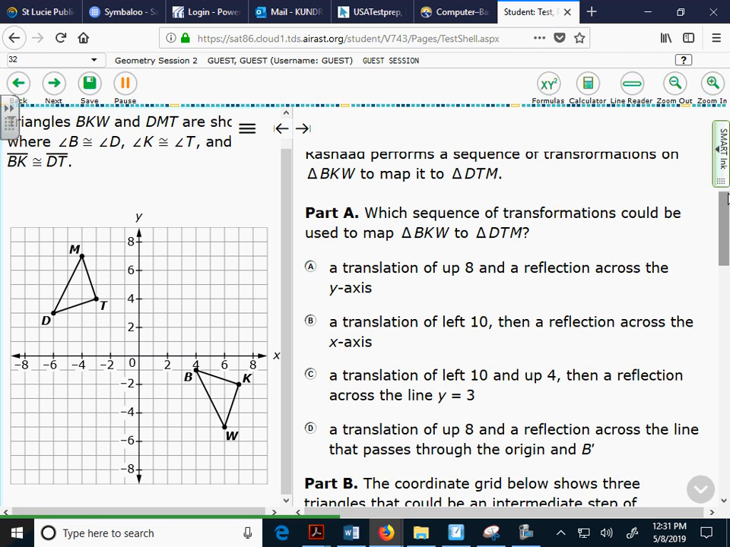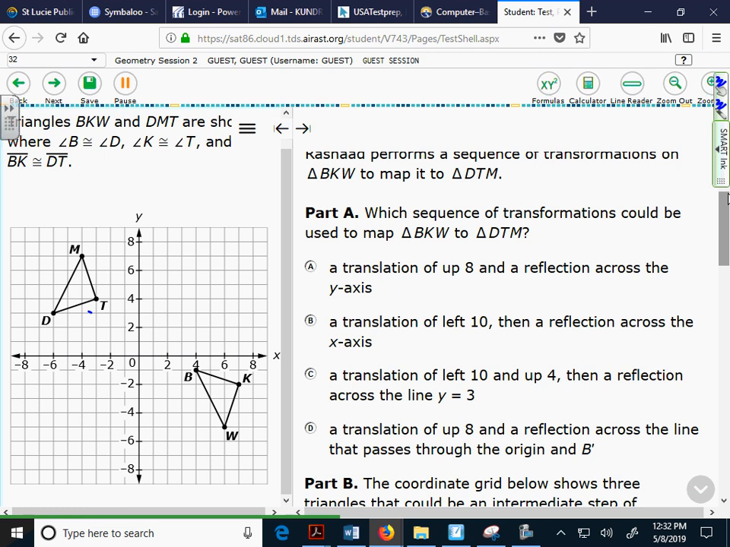So the first one says a translation of 8 up. So I'm just going to look at point B. If I go 8 up, 1, 2, 3, 4, 5, 6, 7, 8, and then a reflection across the y-axis, well, this guy would end up here. So that would be our B prime. And then from there, K would end up here, but that is going to wind up 7, -7. That guy would end up here, meaning the triangle is going to be faced this way. So is that one going to work? No. Nope. So move on.